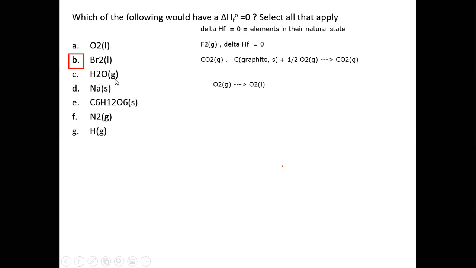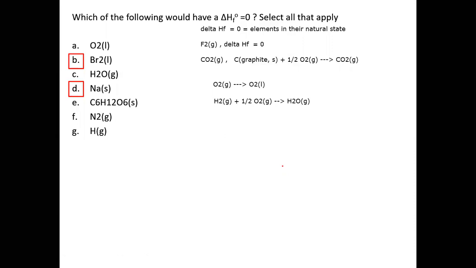H2O gas is a compound. Its heat of formation would not be 0. It would look something like this: H2 gas plus 1/2 O2 gas gives H2O gas. So that one would have a non-zero heat of formation. And by the way, the different physical states have different heats of formation. So H2O gas is different than H2O liquid. Now sodium solid, sodium is naturally a solid, so its heat of formation would be 0.